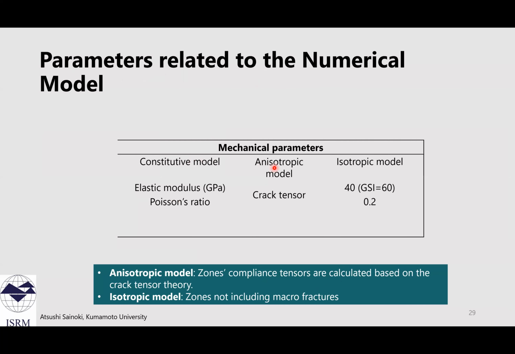And then this table lists the model input parameters. As explained, for the heterogeneous model, the model input parameters are obtained from the crack tensor theory, while for the isotropic model, the Young's modulus is 40 gigapascal. This one is obtained by decreasing the Young's modulus of granite based on the GSI.